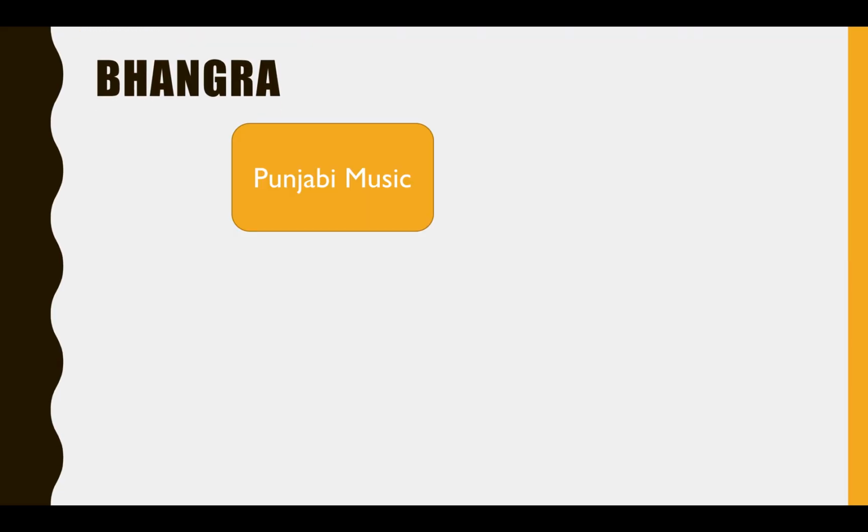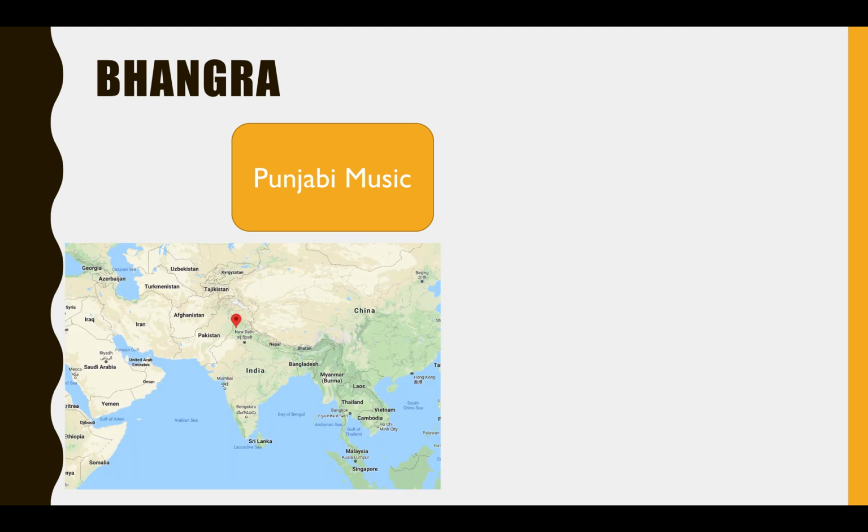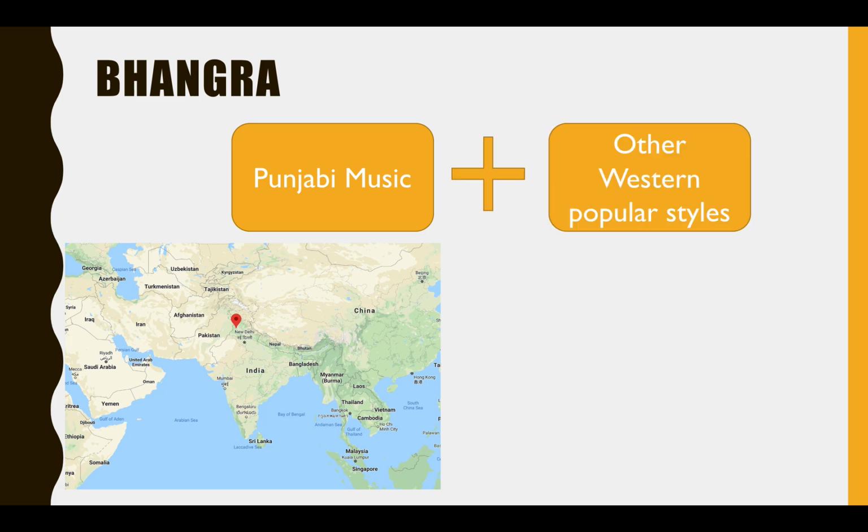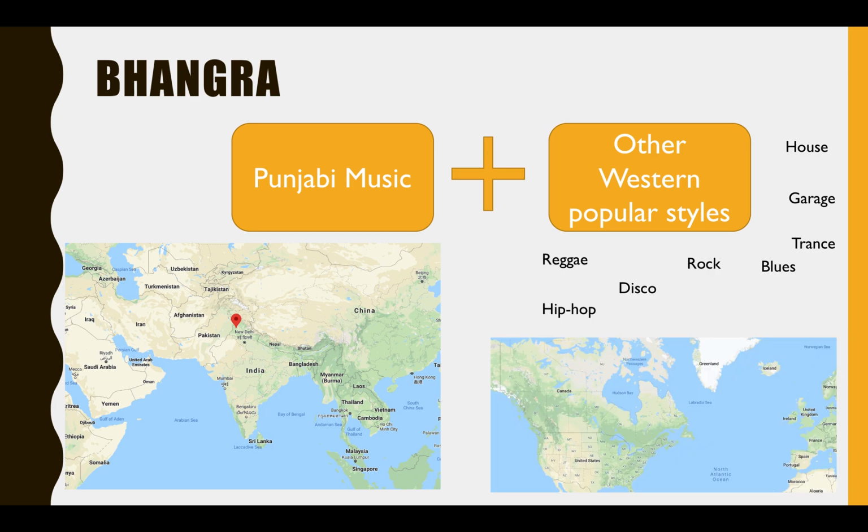Last week, we looked at Punjabi folk music, which is from this region in northern India. The week before, we looked at fusion music, and the type of fusion music that we're going to look at today is called Bhangra, and it's when Punjabi music from this area in India is added to other Western popular styles. Here are some examples of styles that it can be mixed with: house, garage, trance, blues, rock, reggae, disco, and hip hop. And all of these styles come from what we call the Western Hemisphere, which includes countries like the UK, Canada, the United States, and even Australia.